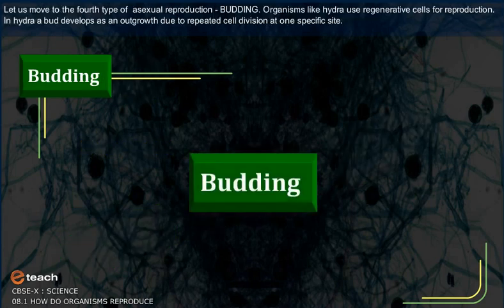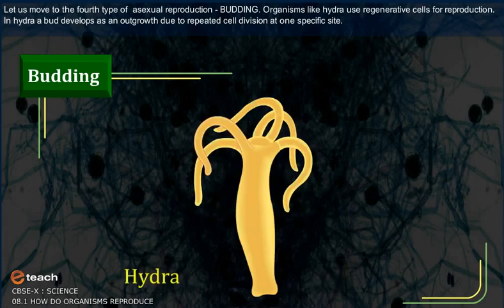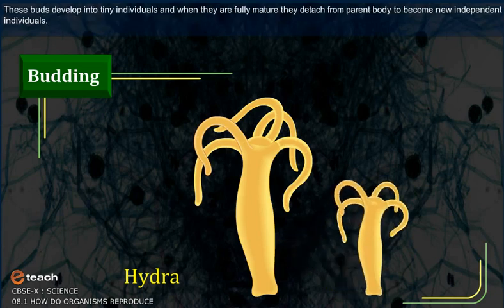Let us move on to the fourth type of asexual reproduction, budding. Organisms like Hydra use regenerative cells for reproduction. In Hydra, a bud develops as an outgrowth due to repeated cell division at one specific site. These buds develop into tiny individuals, and when they fully mature and detach from the parent body, they become a new independent individual.